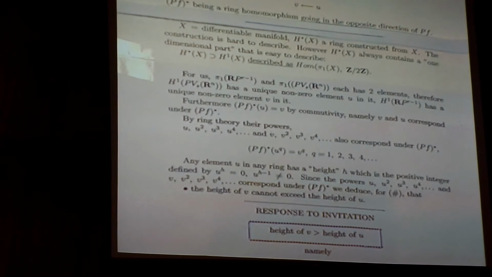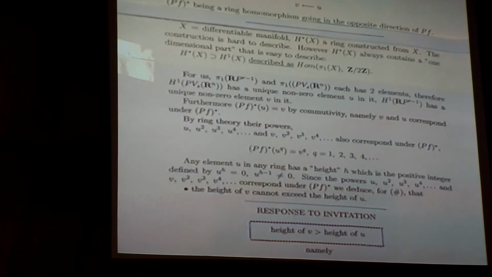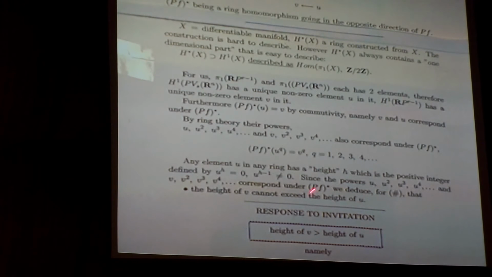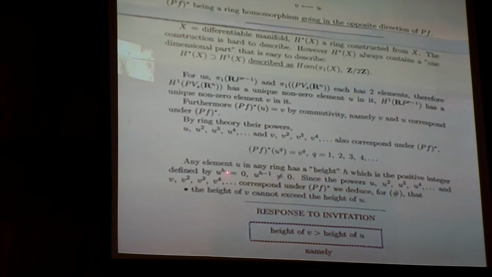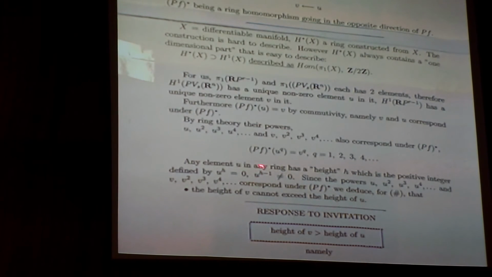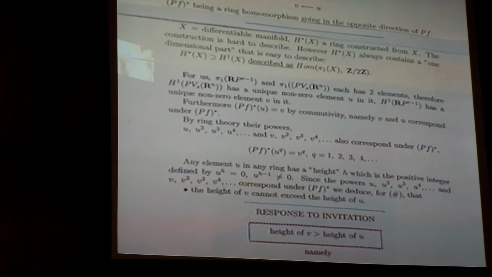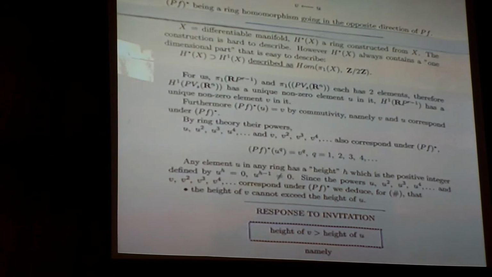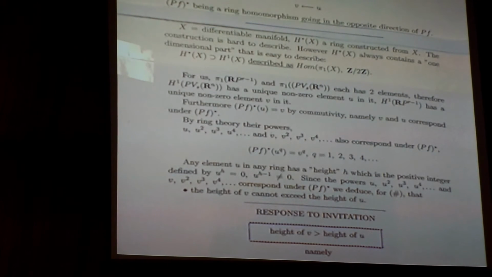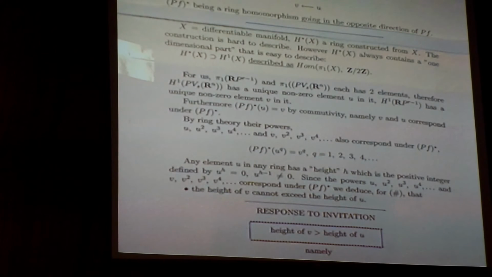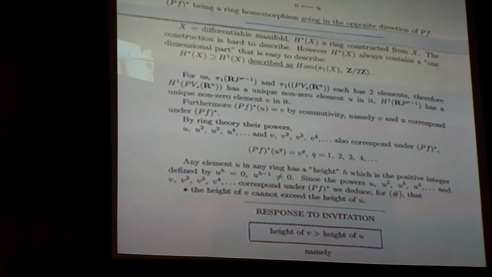Now, we'll do some algebra. Any element U in any ring has a height. What do I mean by the height? A height, I call it H, is a power such that when you raise U to the H power, you get the zero ring element, and such that one previous power, U to the H minus 1, is not zero. So you keep raising this element in question to powers until the first time you find the power to be zero. If you never find it to be zero, you say that the height is infinite. But usually you will have a finite height for manifolds, and when you get to this height, you call it H.